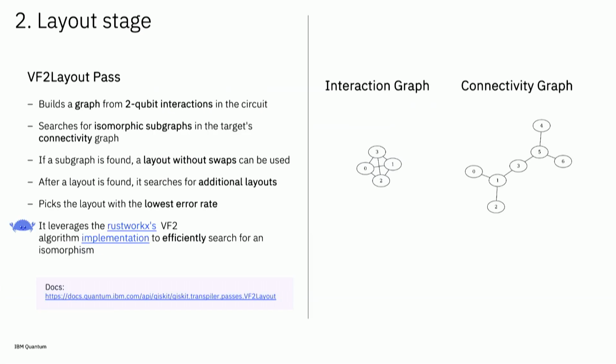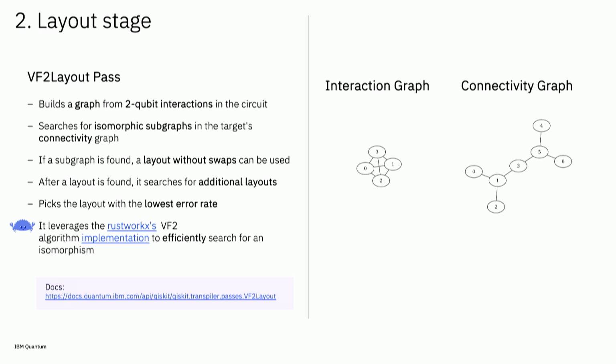So let's look at these 2 passes that we run. The first is the VF2 layout pass. And the VF2 layout pass builds a graph representation of all of those 2-qubit interactions that you had in the circuit. So it looks at the circuit and basically builds a graph if there's a 2-qubit gate between any 2 qubits. So if we look at that excitation preserving block before, that circuit after we did the decomposition in the init stage, we end up with a graph that looks like that. And this pass is just looking for an isomorphic subgraph in the target's connectivity graph. Those are really fancy words to say, can we map that graph to something on the graph on the right?